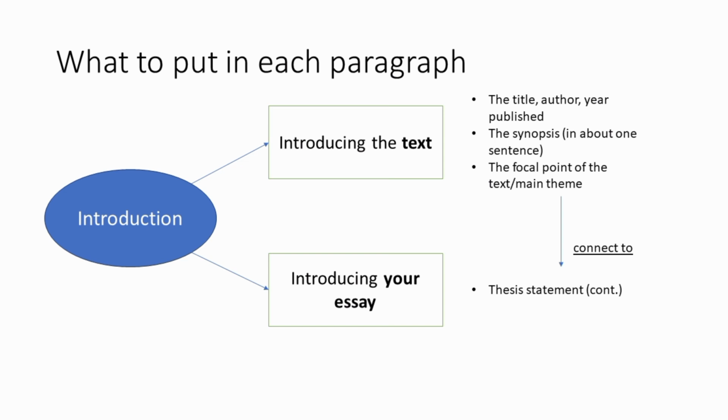Normally, there are 2 things that you introduce here, which are the text itself and your essay. When introducing the text, you can just say the title, when it was published, who is the author, and you can also talk about a synopsis. And usually that synopsis already contains the major thing that you want to talk about in your essay. And then you get into the introduction to your essay, which is the thesis statement.